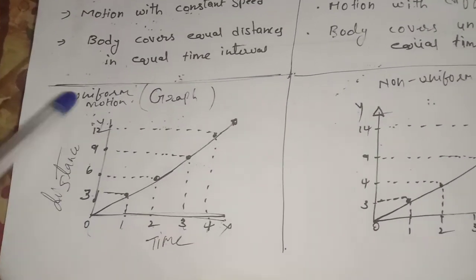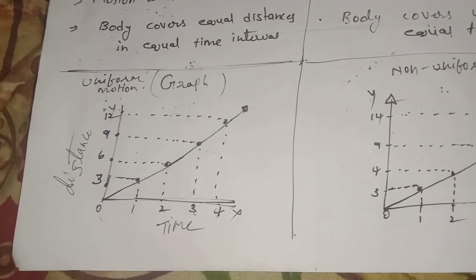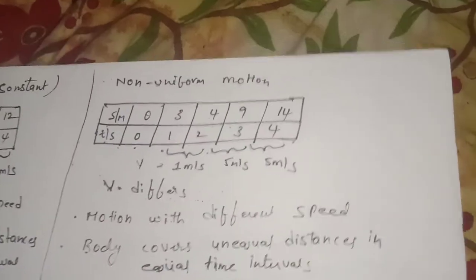So this is also uniform motion. The body is covering equal distances in equal time intervals. Okay. Next is non-uniform motion.